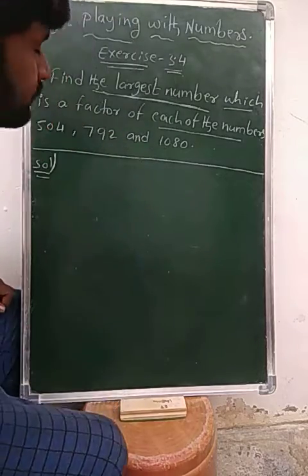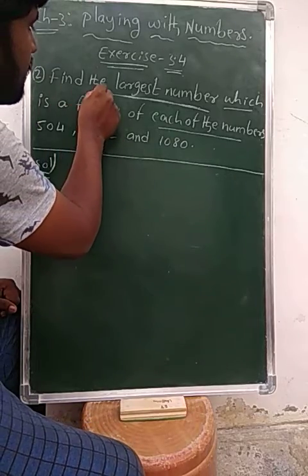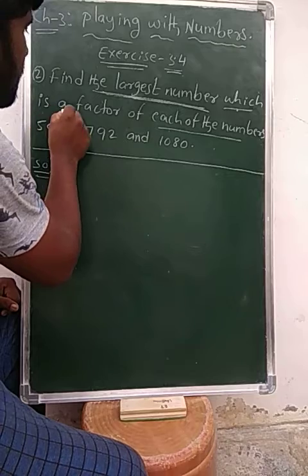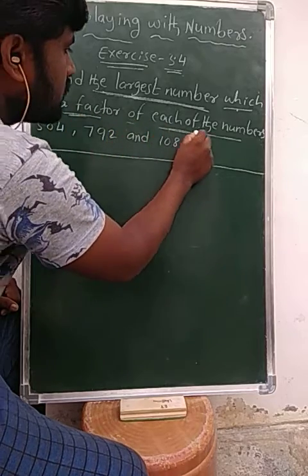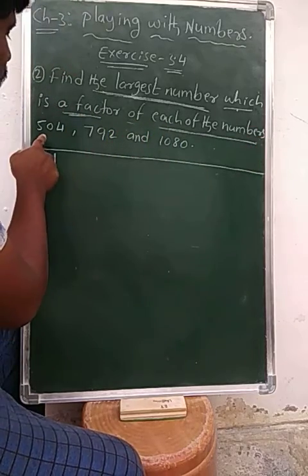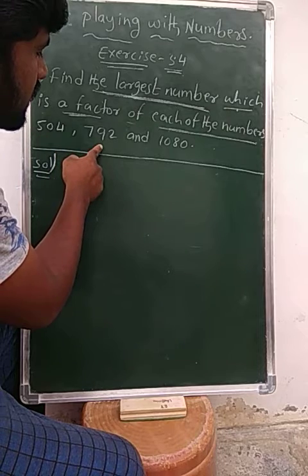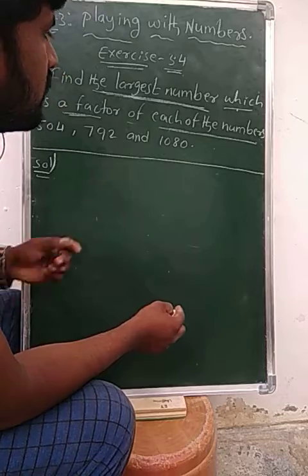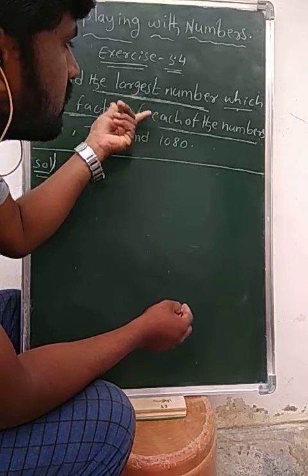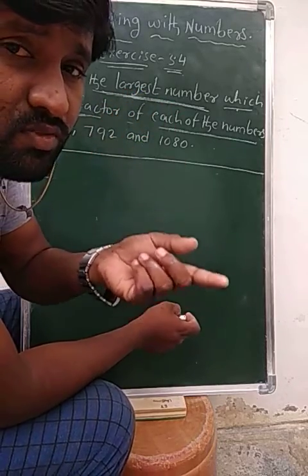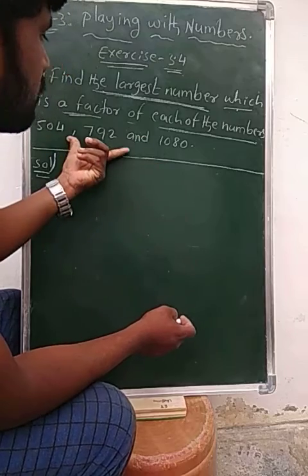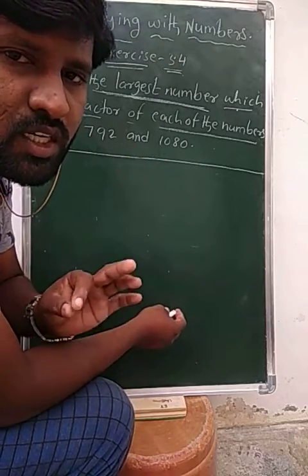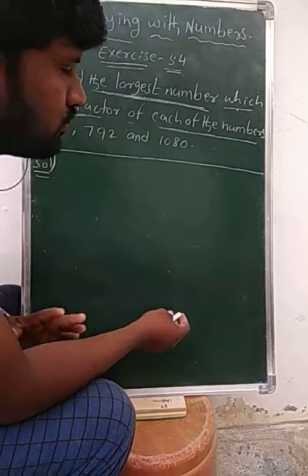The question is given: find the largest number which is a factor of each of the numbers 504, 792 and 1080. Find the largest number means find the largest number which is a factor of each of the numbers. So that means HCF, highest common factor. We need to find HCF.